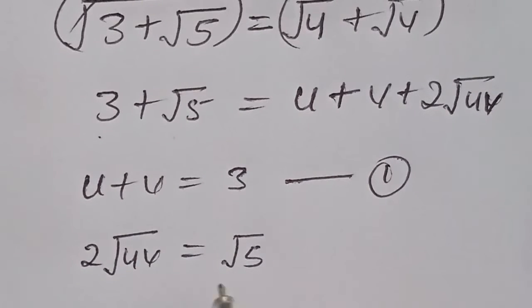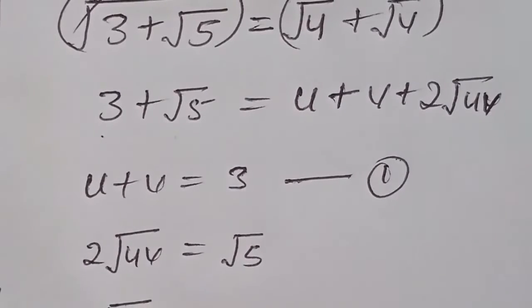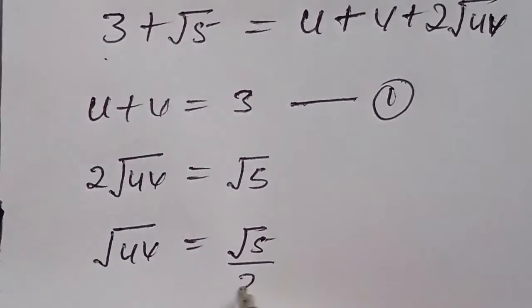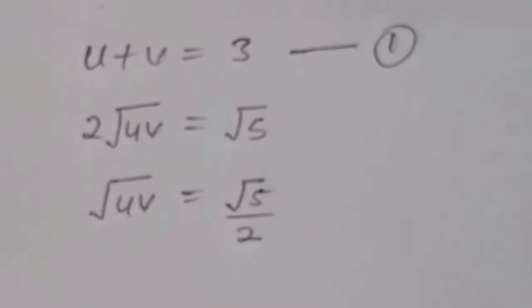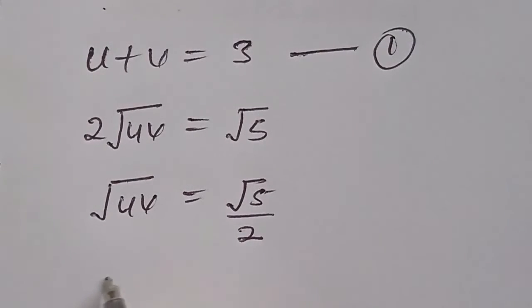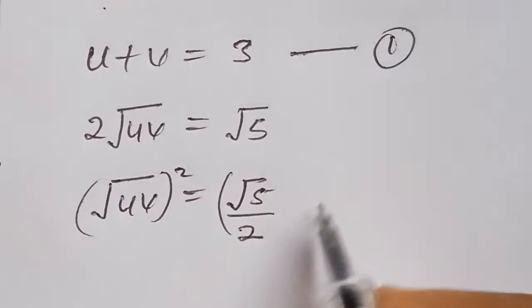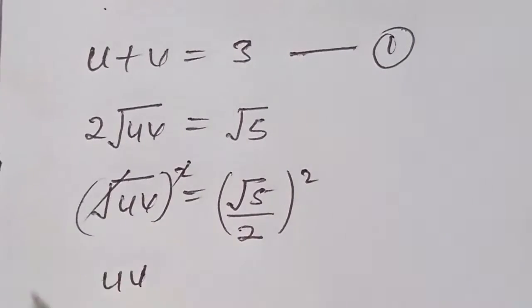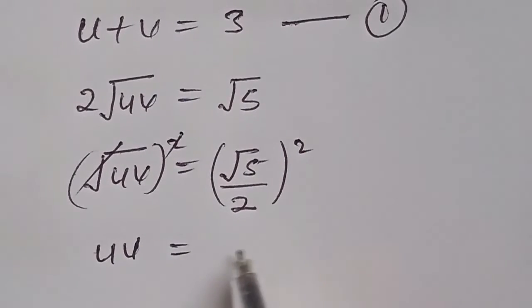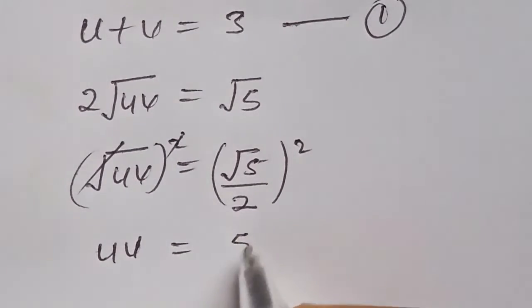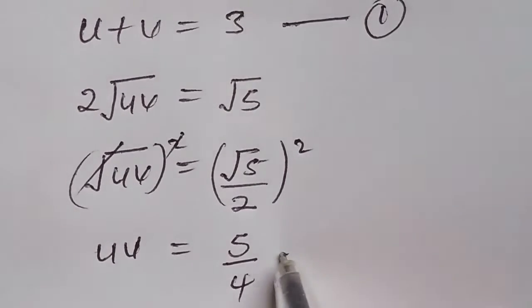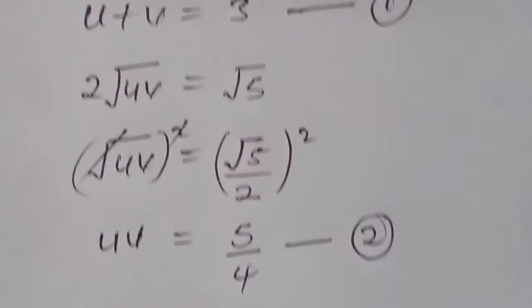So from here, we divide both sides by 2. So we have square root of uv will be equal to square root of 5 divided by 2. Now, if we square both sides, we have squared. So this gives us uv. If this cancels out with this, that will be equal to 5 over 4. Okay, let's take this one as equation 2.